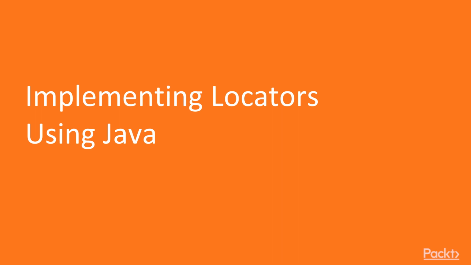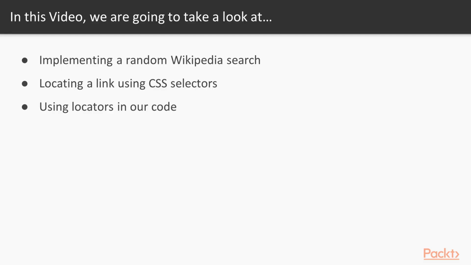Welcome to Implementing Locators using Java. In this video, we're going to take a look at how to implement a random Wikipedia search. We'll show you how to locate a link using different types of CSS selectors. And then lastly, I'll show you how to use custom locators in our code.